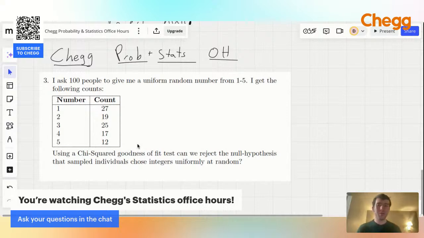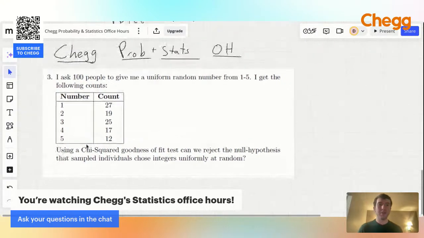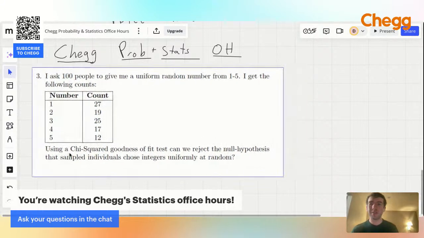But the point is, what are we going to do here? We're going to use a chi-squared statistic. It's this thing called the chi-squared goodness of fit test.